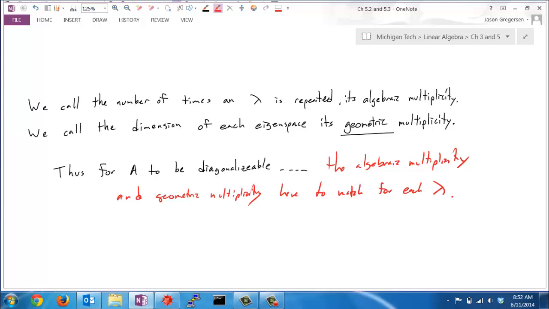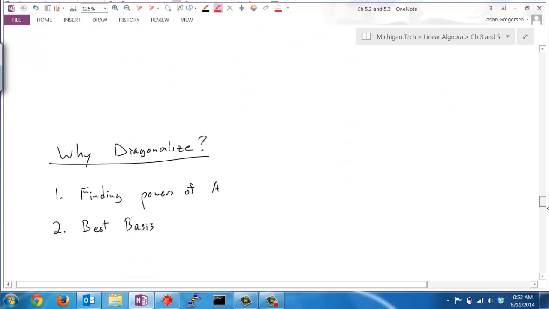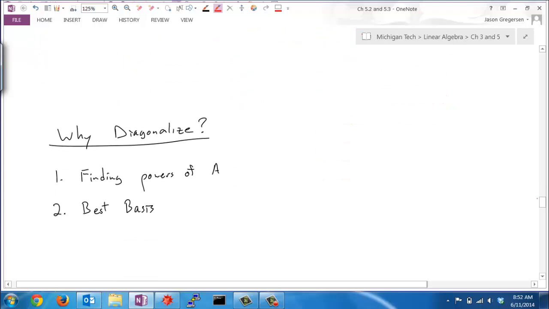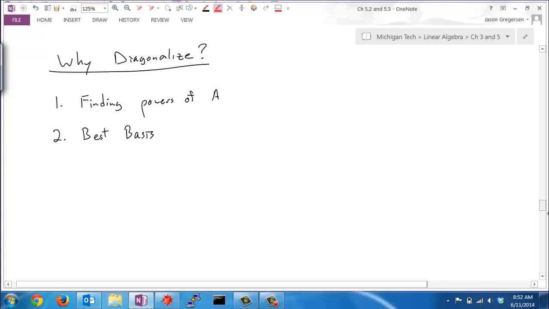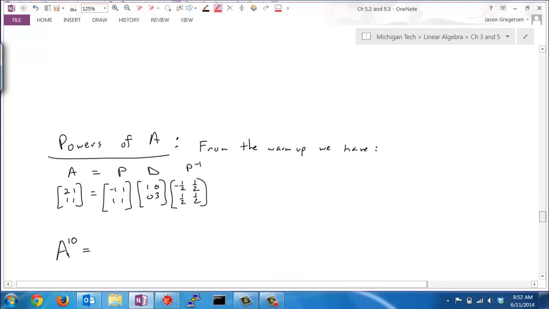Okay, so why do we want to diagonalize? Couple reasons. One important application is being able to find the powers of A. And the next one we're going to talk about is how we can view diagonalization as really just working with the best basis. We're going to see that the eigenvectors are really the best basis to represent A with. Now, first we'll look at the powers here.